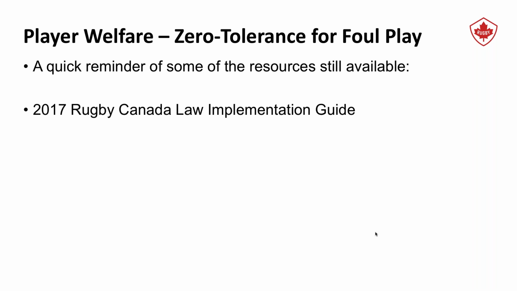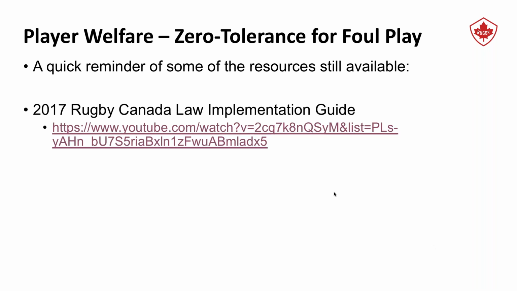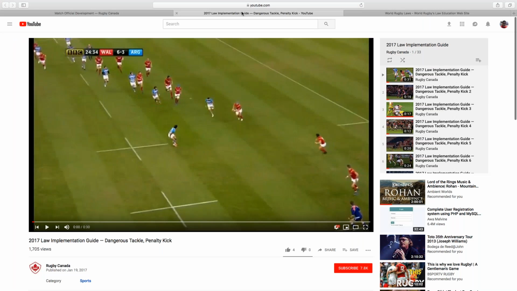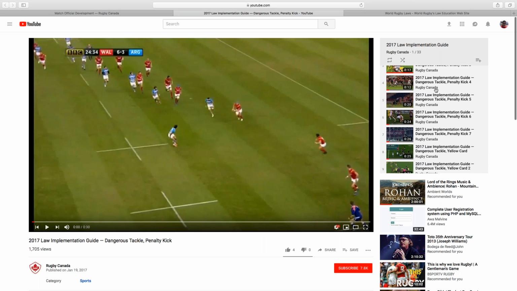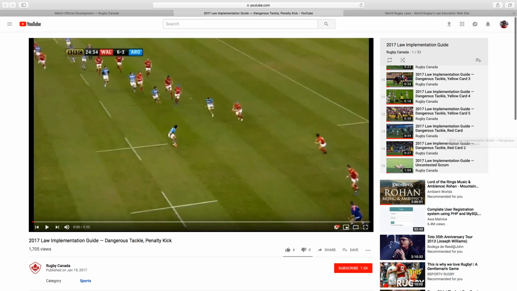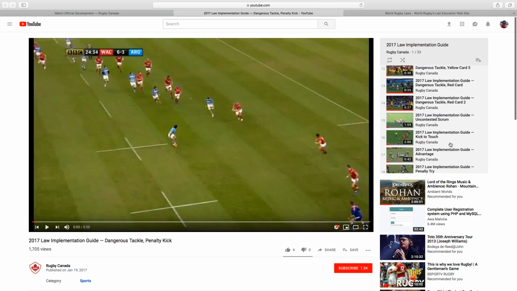So the first is the 2017 Rugby Canada Law Implementation Guide. Nothing really has changed from this document from a technical perspective when it comes to decisions of foul play. I've put the YouTube link here and it's up on our website, but basically on this site, you will still have what is a dangerous tackle penalty decision only, what are dangerous tackles that need yellow card sanctions, what are dangerous tackles that require red card sanctions, okay?